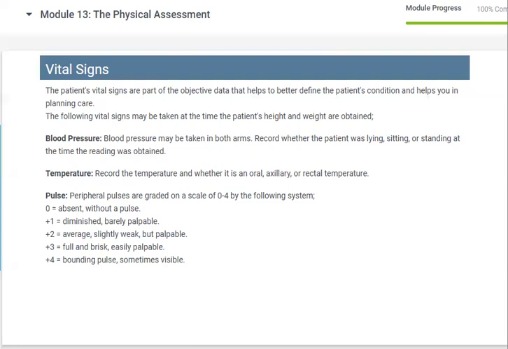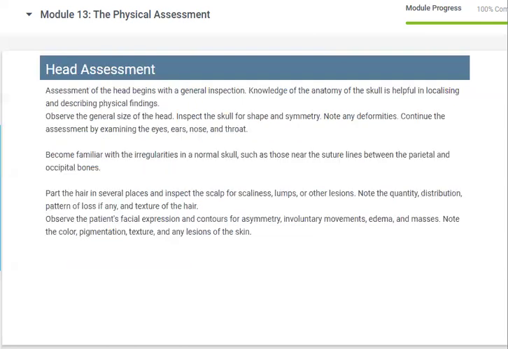Head assessment. Assessment of the head begins with a general inspection. Knowledge of the anatomy of the skull is helpful in localizing and describing physical findings. Observe the general size of the head. Inspect the skull for shape and symmetry. Note any deformities. Continue the assessment by examining the eyes, ears, nose, and throat.